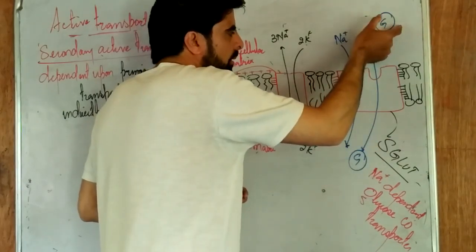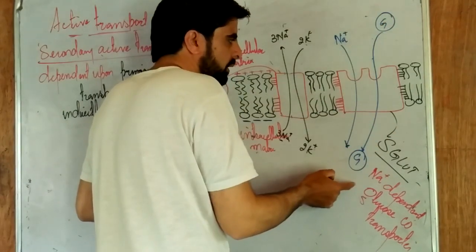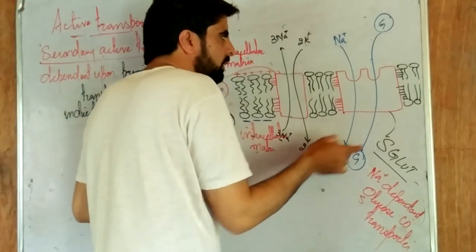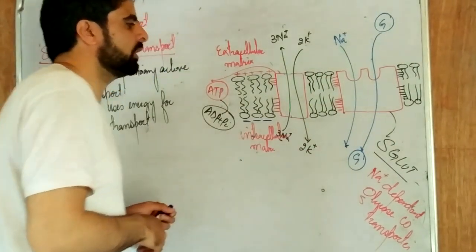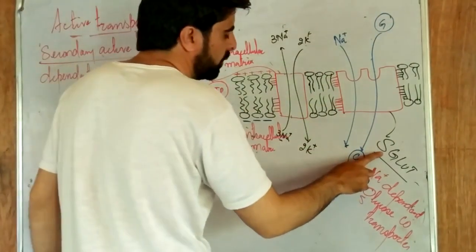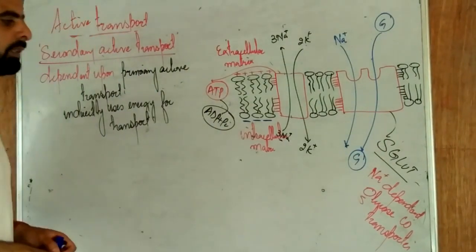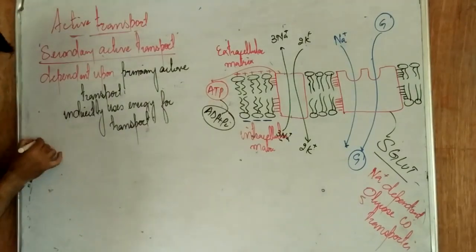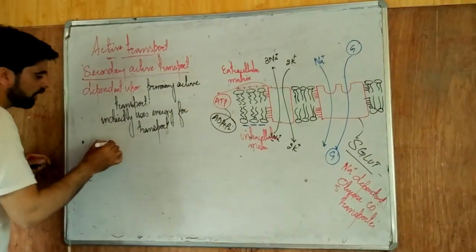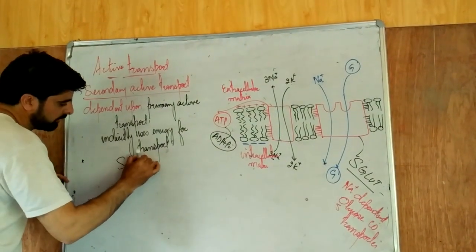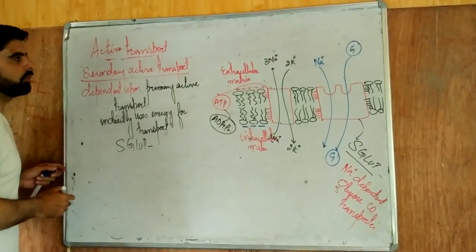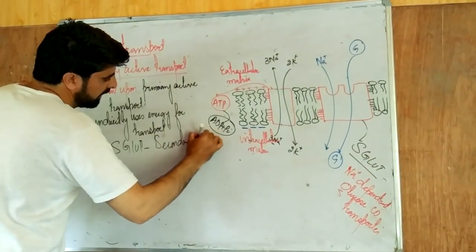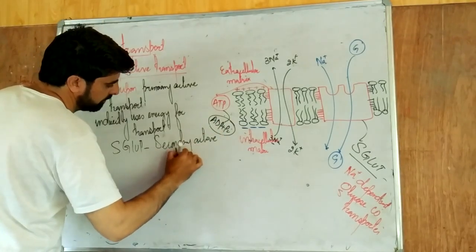That means glucose moves from lower concentration to higher concentration, but sodium moves from higher concentration to lower. That means sodium moves along the concentration gradient, whereas glucose moves against the concentration gradient. And the most important example we have is SGLT, that is sodium-dependent glucose co-transport. So if we have to write these points, the most common transporter we have, SGLT, is mainly performing secondary active transport, acting as a secondary active transporter.